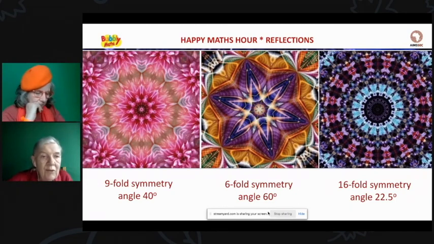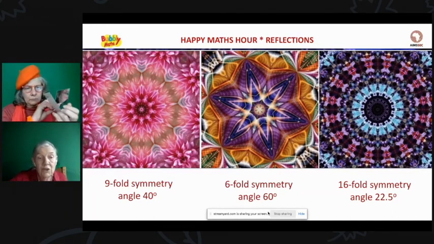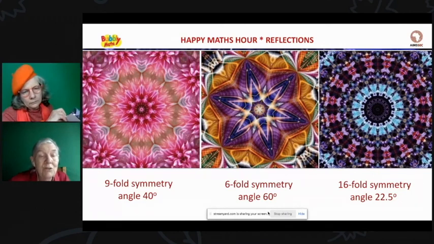Now on the left, the rose there has got 9-fold symmetry. So if you divide 9 into 360, you get 40 degrees. So to get that pattern, you put your 2 mirrors at 40 degrees, and there you'll see a pattern which appears to have 9 petals and has got rotational symmetry, 9-fold rotational symmetry, or rotational symmetry of order 9.